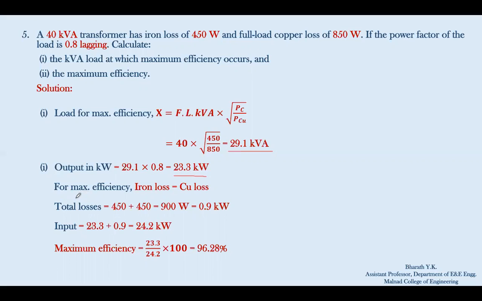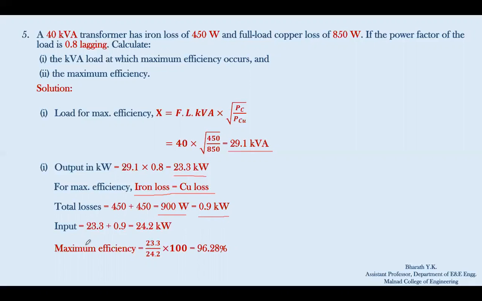We already know the condition for maximum efficiency. For that, the iron losses must be equal to the copper losses. Here, iron losses are given, which is 450 watts. At maximum efficiency, the copper losses should be equal to iron losses, so it should be equal to 450 watts. Therefore, the total losses at maximum efficiency will be equal to 450 plus 450, that is equal to 900 watts. In kilowatts, it is 0.9 kilowatts.